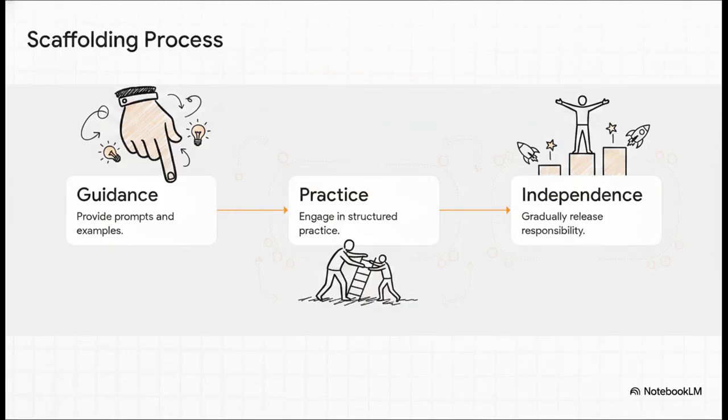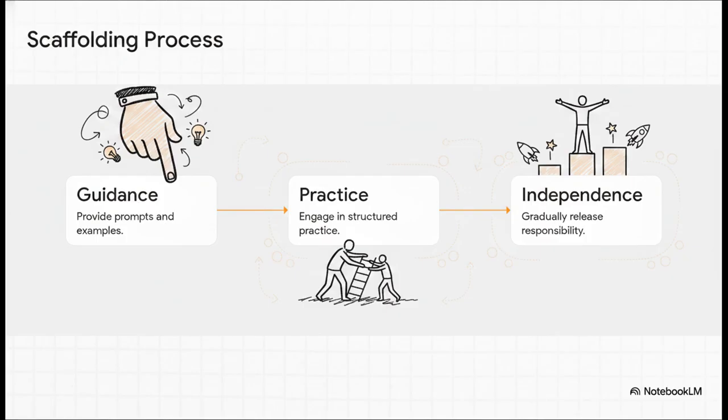Let's actually visualize that process. Step 1 is where you're doing the heavy lifting, providing that guidance, the prompts, and the specific examples. Step 2 moves into structured practice. This is where the learner starts doing the work, but with you right there to catch them if they fall. And step 3, well, that's the magic moment. You gradually release responsibility. You step back. And this isn't abandonment. It's a calculated journey that takes a student from complete dependence to full independence and competence.